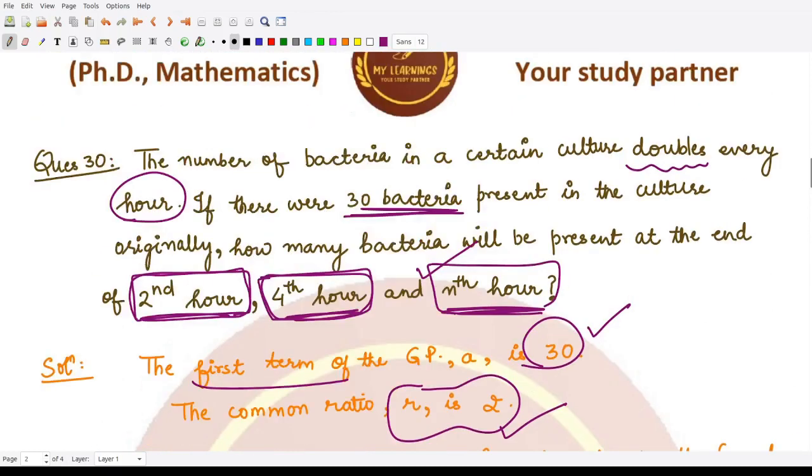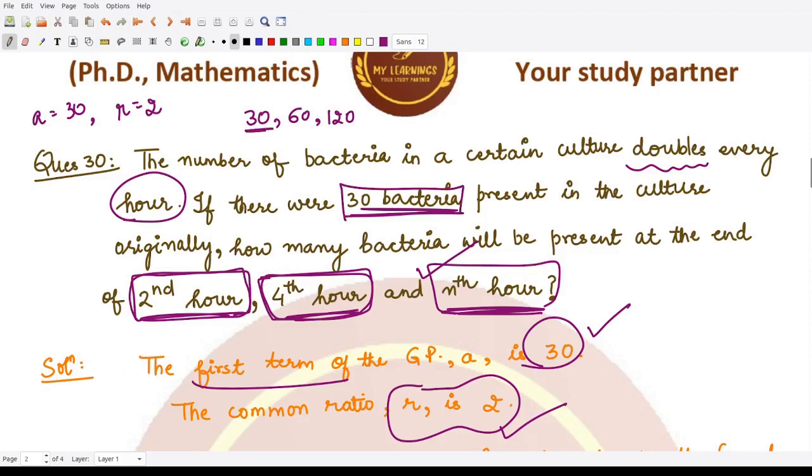Moreover, I can tell you one more thing. If you know the first term, which is 30 in this case, and if you know the common ratio, you can very easily construct your GP. Your GP would be 30. Next term would be 30 AR, right? So 30 into 2, that is 60. Next term would be AR square, which would be 30 into 4, right? Which would be 120.